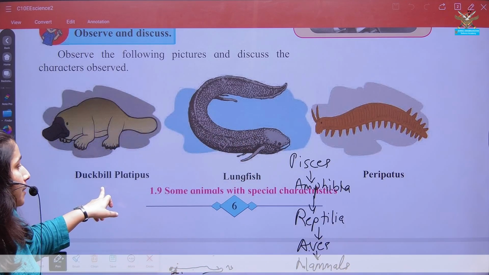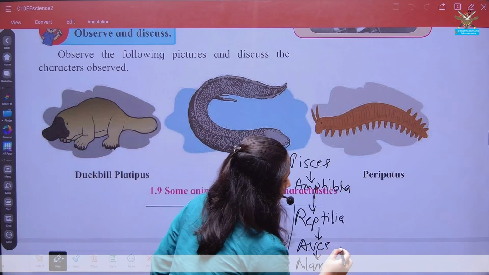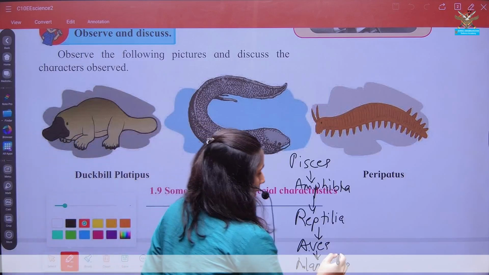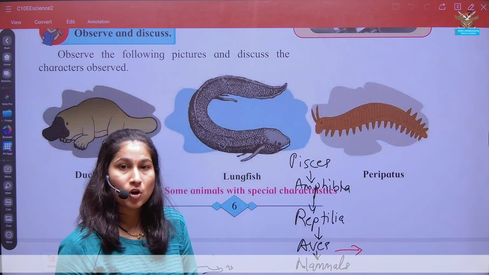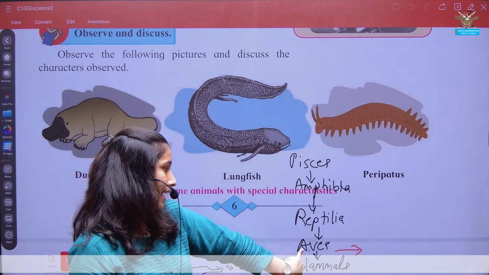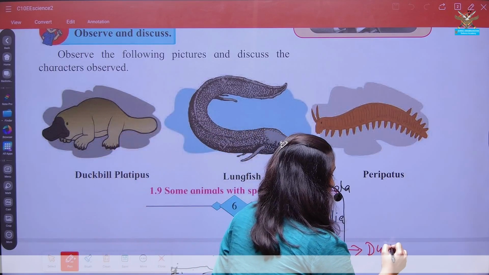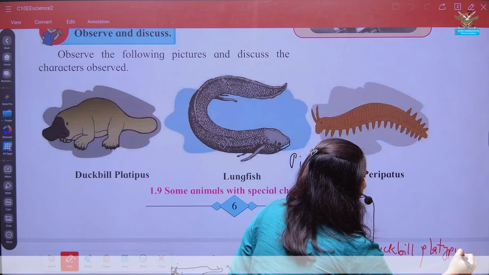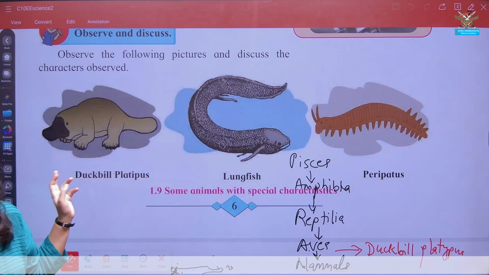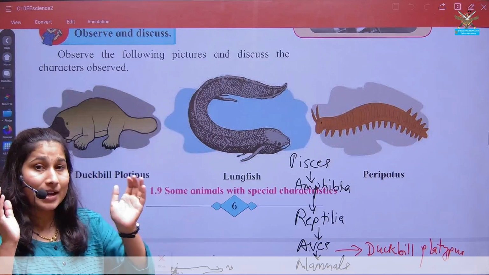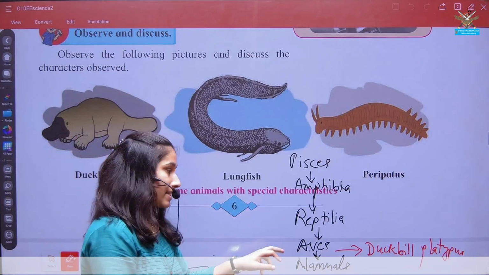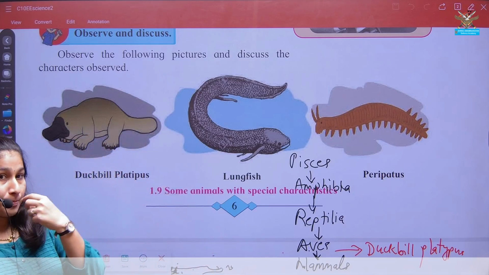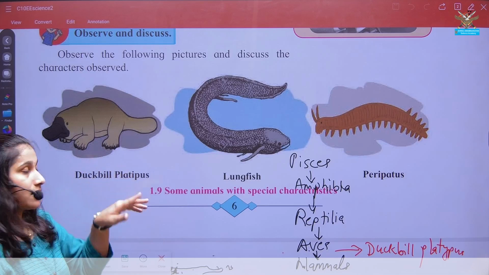So this duckbill platypus is a connecting link. Duckbill platypus is an example of a connecting link between which two classes? Aves and mammals. Okay, duckbill platypus. This organism is showing the characters of both aves and mammals, that is birds and mammals. What characters of birds does it possess? Presence of a beak-like structure, and webbed feet.